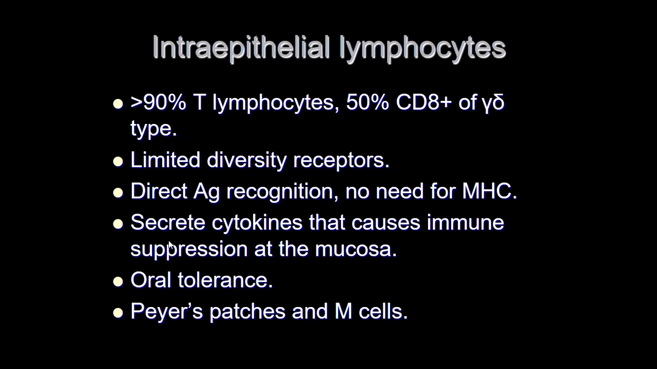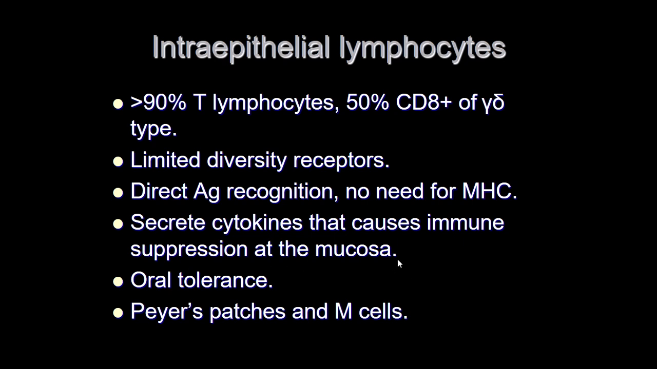Also, here we see that they secrete certain types of substances, we call them cytokines, that cause what we call immune suppression or tolerance, and this is needed. So we will not respond to food particles. When we eat, we don't want our immune system to react against the food particle. So our immune system produces a cytokine that will suppress the immune reaction.